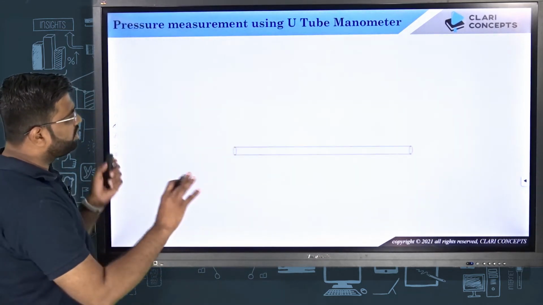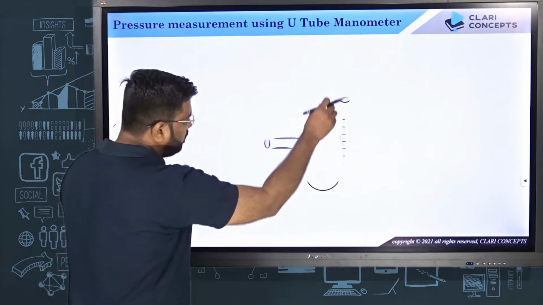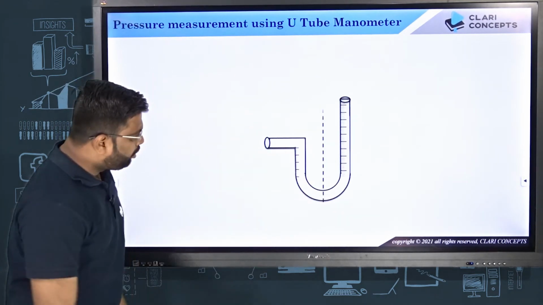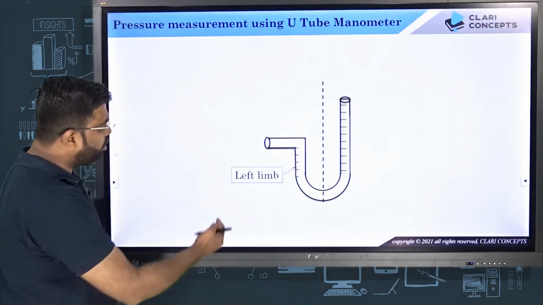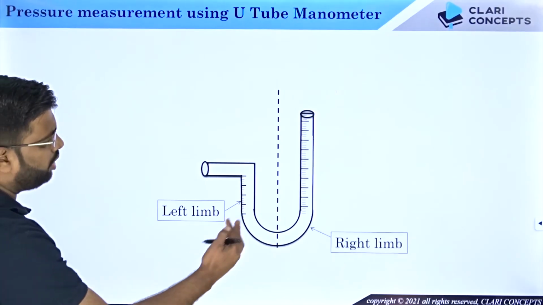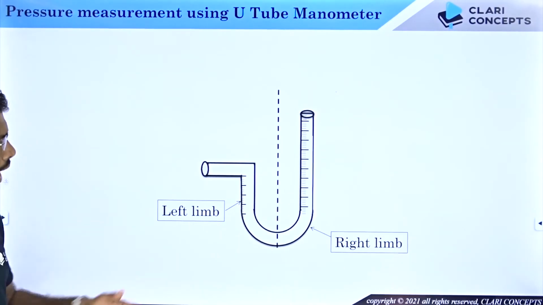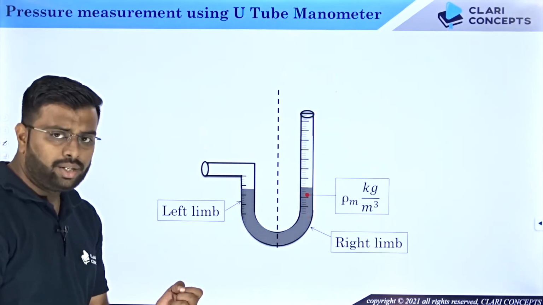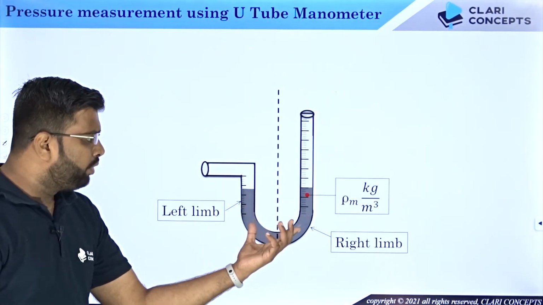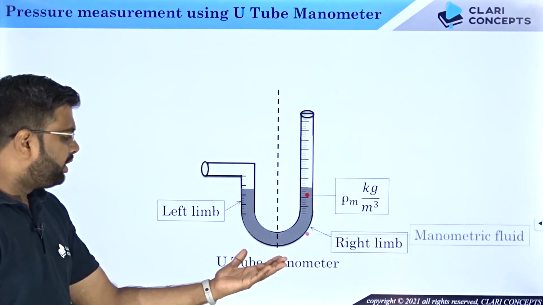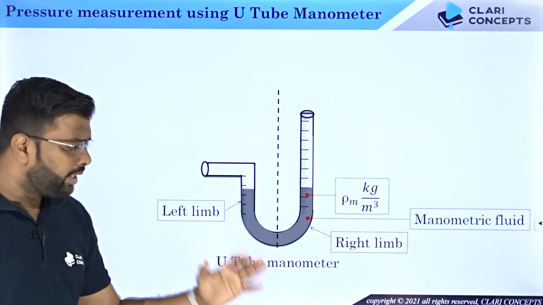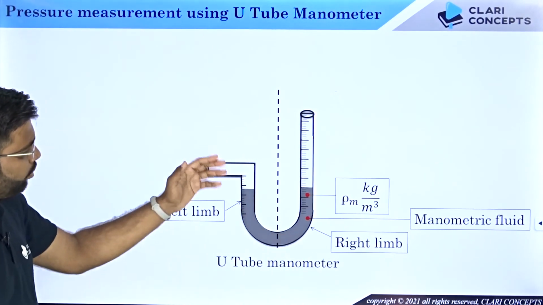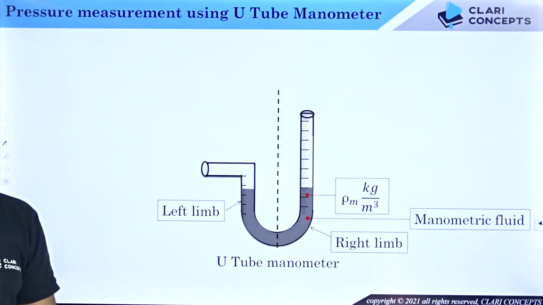Basically, a U Tube is nothing but a simple pipe in a U shape. The left portion of the tube is called the left limb, and the right portion is called the right limb, and it also has a manometric fluid in it, right? So you have a fluid which is heavier in nature. Let's say the manometric fluid has density rho m, and this is nothing but the U Tube manometer. So this bent U Tube with a manometric fluid is called a U Tube manometer.